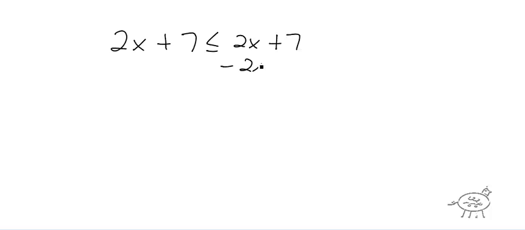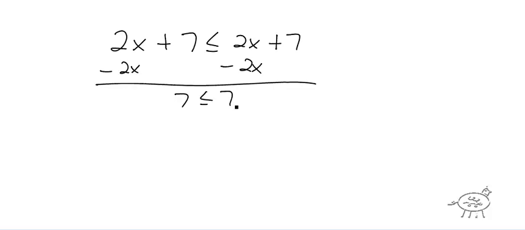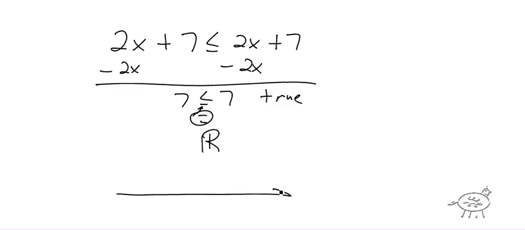So let's say we have a problem like this: 2x plus 7 is less than or equal to 2x plus 7. Well, we subtract 2x again, and we have 7 is less than or equal to 7. Is 7 less than or equal to 7? It's actually equal to, which is what that bottom piece is right there. So this is still true. So once again, the answer is all real numbers, and a graph will look like this.